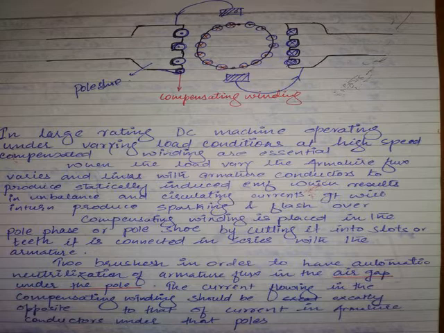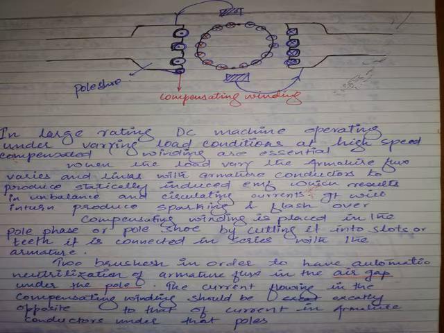Now, let us consider there are ZC compensating winding conductors. The requirement of compensating conductors, say there are ZC in number. So, these ZC compensating winding conductors, what is the current flowing in them?